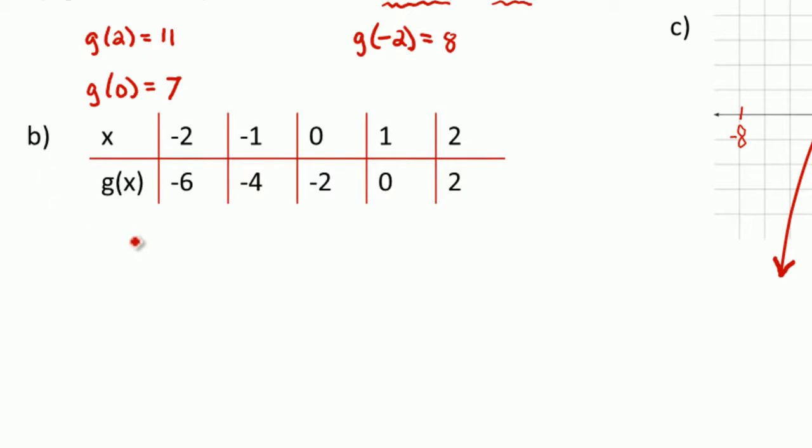It's just as straightforward. G of 2, g of 0, and g of negative 2. Go ahead and write your outputs, and we'll check your answers in a moment. All right, g of 2 is equal to 2. G of 0 is equal to negative 2. And g of negative 2 is equal to negative 6.